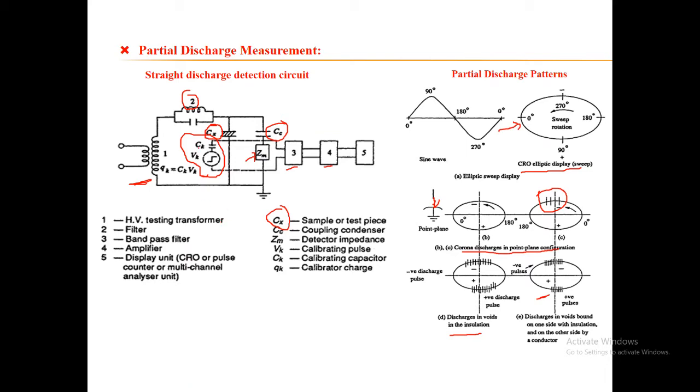Vk, as you can see over here, is generally a square wave generator, and Ck represents the calibrating capacitor of it. So the magnitude of charge that is being injected is Qk = Ck × Vk, where Vk is the magnitude of this voltage pulse. The rise time of the pulse is about 2.1 microsecond, and the pulse width varies between 10 to 20 microsecond to produce this square wave.